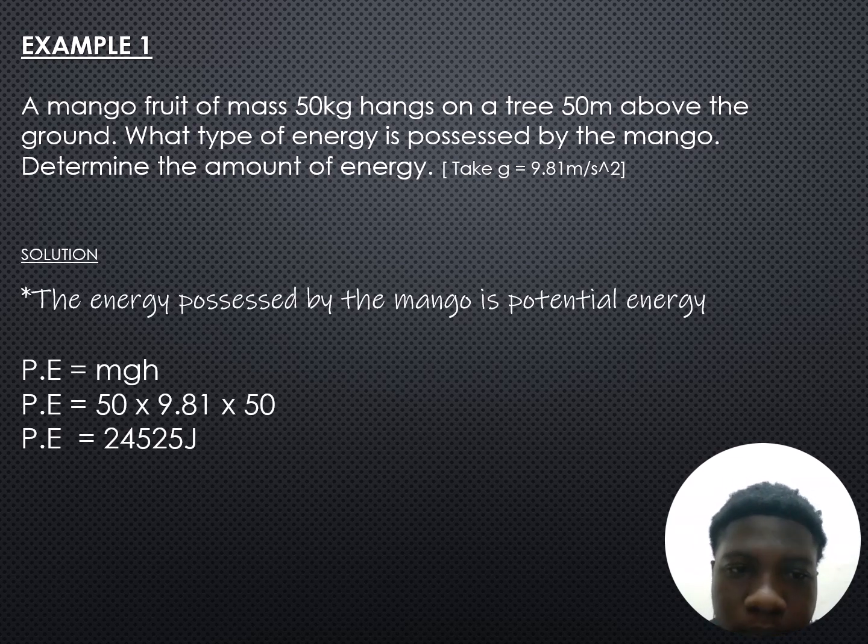Okay, so as I said, when there is a height, the energy possessed by it is what? Potential energy. So here we were given a height of 50 meters above the ground. So that means there is a height. Do you get me? So the energy possessed by it is potential energy. You should keep this in your mind. And since it's potential energy, and you should find that amount of energy, potential energy is mass times gravity times height.